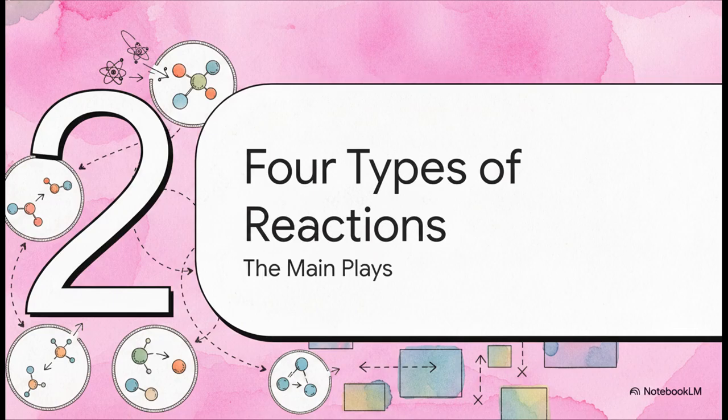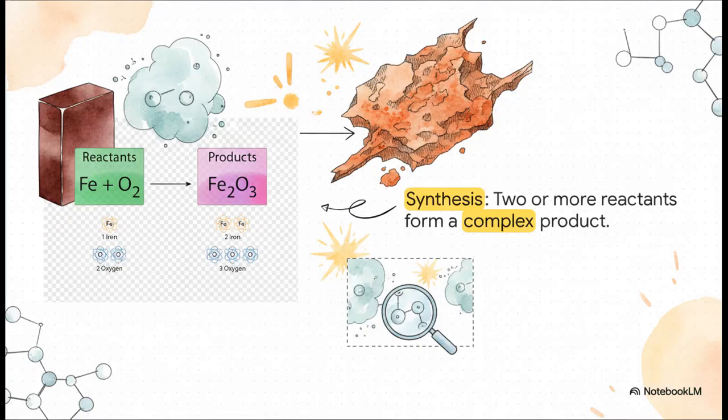Moving on to Section 2, 4 types of reactions. Let's run through the 4 main plays in our chemical game. First up is synthesis. Just like the name implies, this is when 2 or more simple reactants combine to form a single, more complex product. You can think of it simply as A plus B becoming AB. A perfect everyday example of this is iron reacting with oxygen in the air to create iron oxide, which, of course, you and I know as rust. 2 pieces coming together to make one.